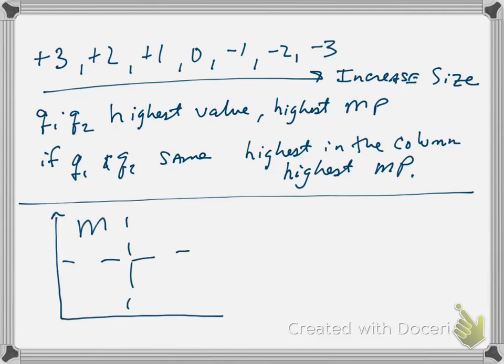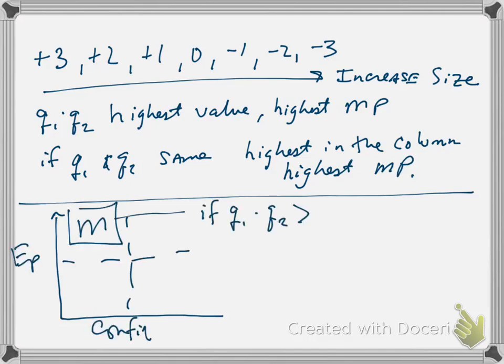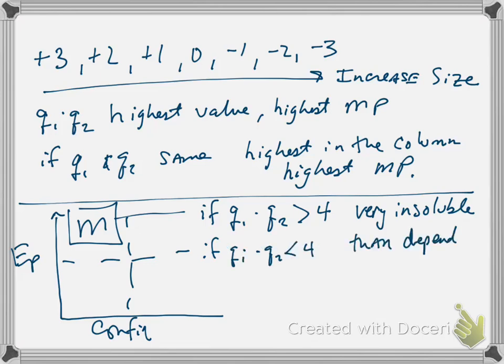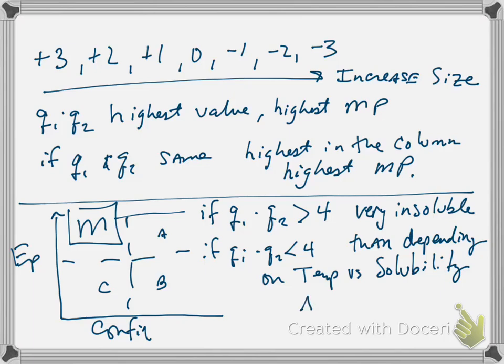And the general rule here is that the mixed state will always be in the upper left corner if Q1 times Q2 is greater than 4. Very insoluble. Insolubility will slightly increase with temperature, but it will not become very soluble at higher temperatures. If Q1 times Q2 is less than 4, then depending on the information, the mixed state can be in either A, B, or C, and in that case, depending on temperature, the system will be very soluble. All right, with that, good luck.